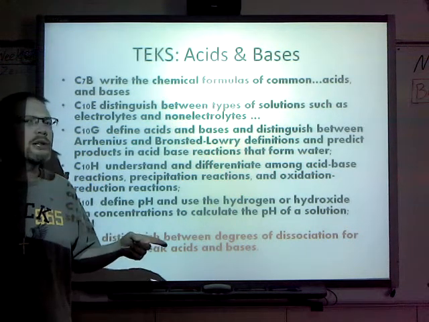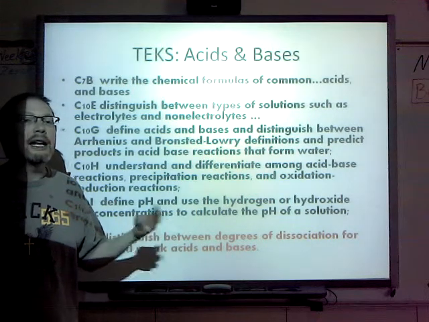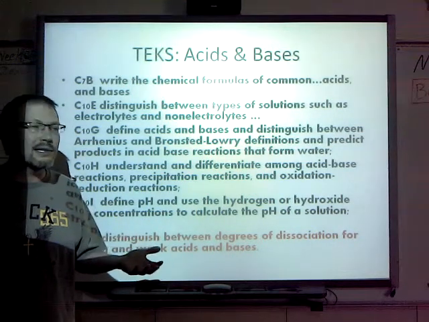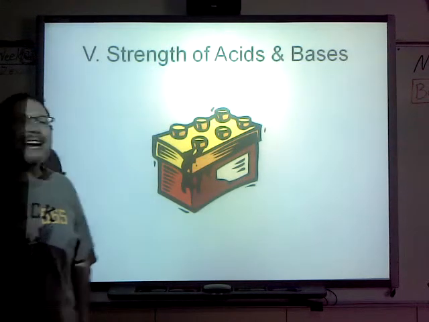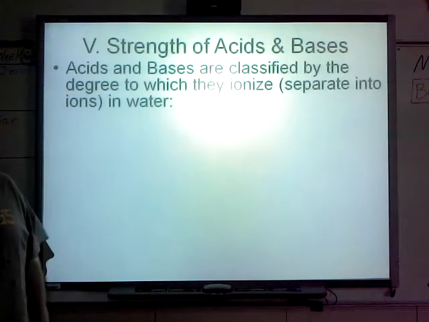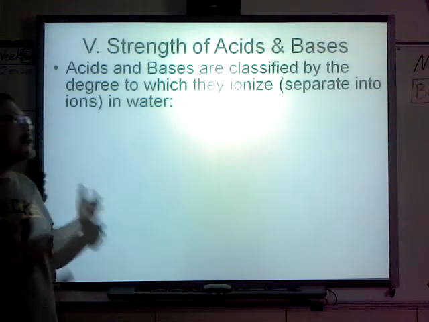It doesn't have so much to do with concentration. It doesn't have so much to do with pH. It has to do with ionization. So here we go with Roman numeral 5, strength of acids and bases. They're classified by how well they ionize.